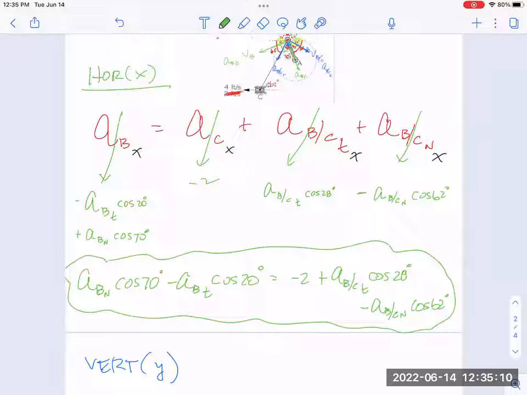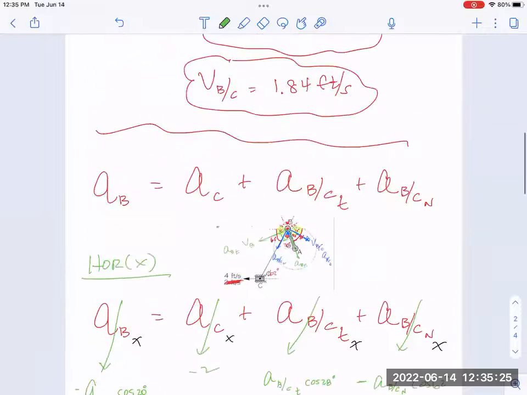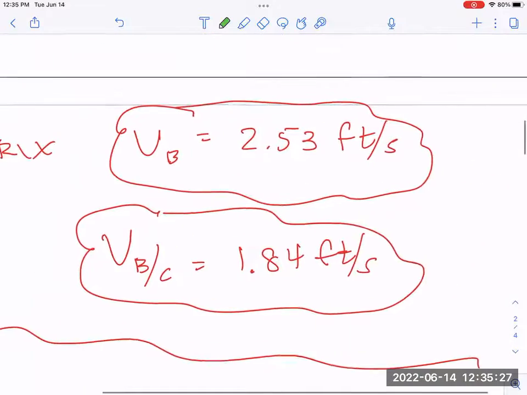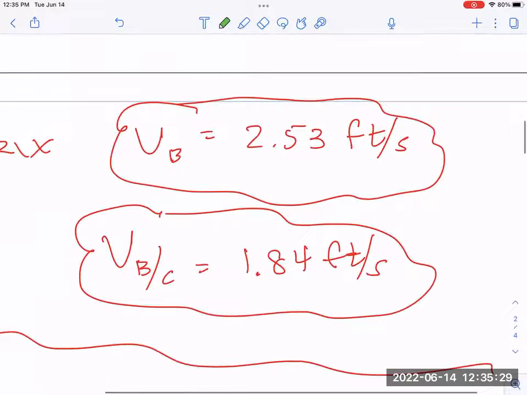But that's actually kind of bad news because it does indeed have four unknowns. Remember, that's okay. If I can have two equations and four unknowns, that's where I was earlier. That's what I had before. I had two equations, four unknowns. And remember, the other two equations are going to come from these velocities that we found.